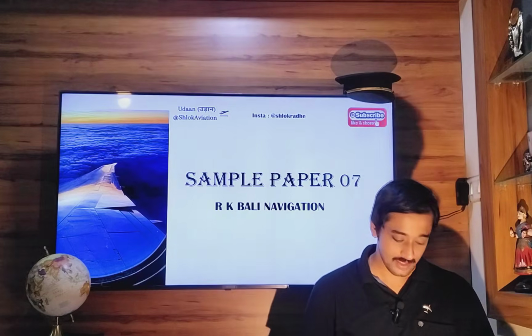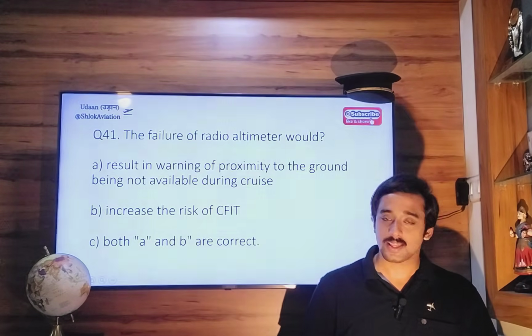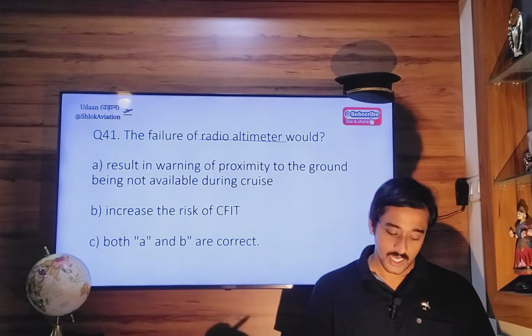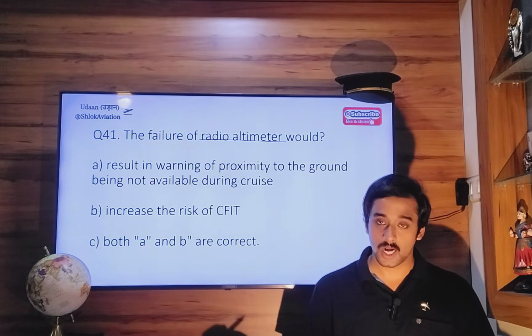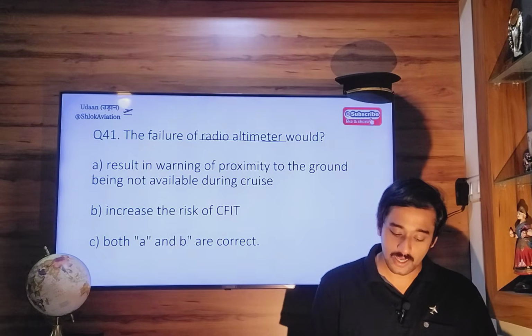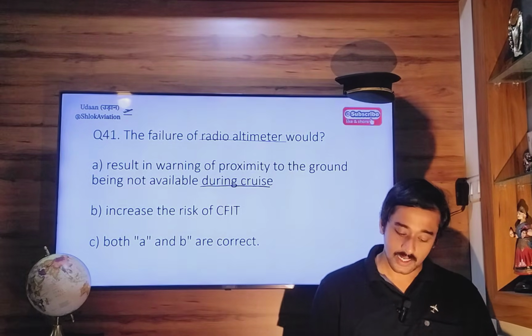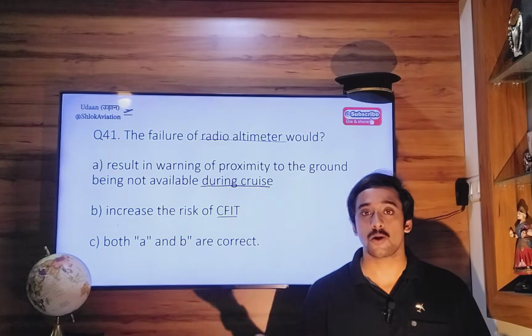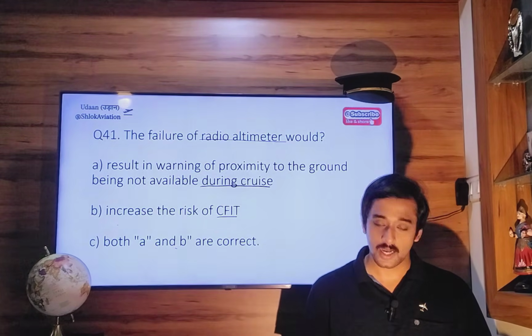Let's begin. Question number 41. The failure of a radio altimeter would result in what? A: Result in warning of proximity to the ground being not available during cruise. B: Increase the risk of CFIT, controlled flight into terrain, nothing but crashing with mountains. C: Both A and B are correct.